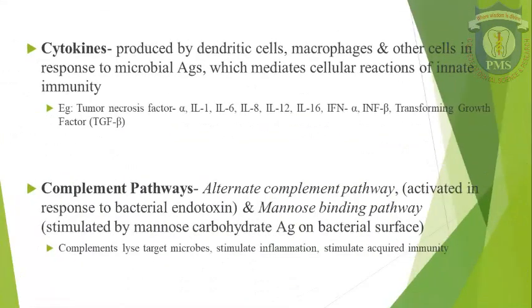Next come the cytokines, which are produced by dendritic cells, macrophages, and other cells in response to microbial antigens, and which mediate cellular reactions of innate immunity. Complement pathways, mainly the alternate pathway and the mannose binding pathway, promote innate immunity.